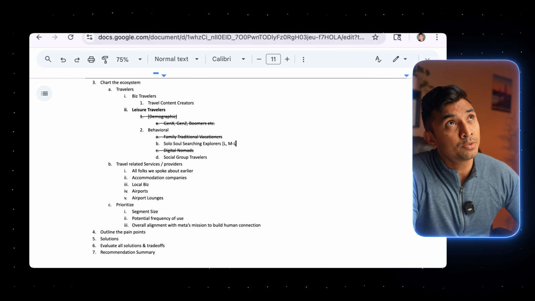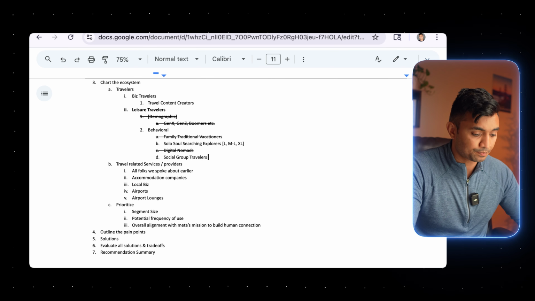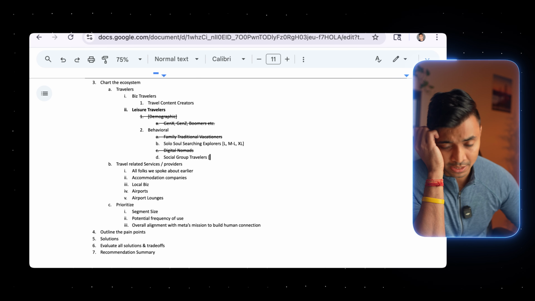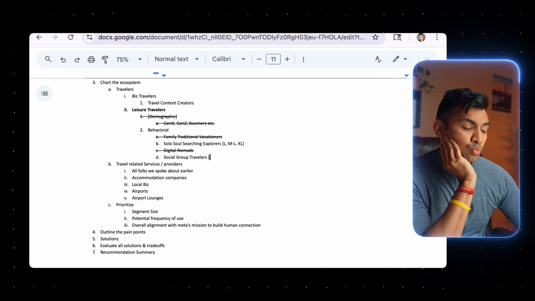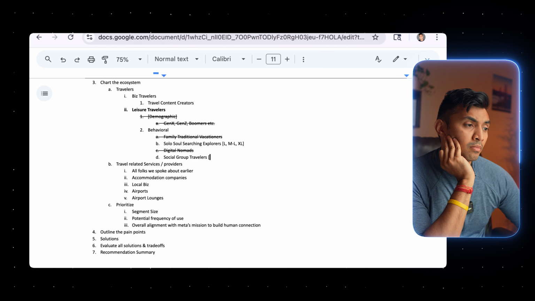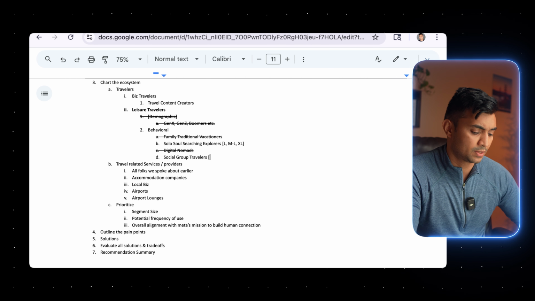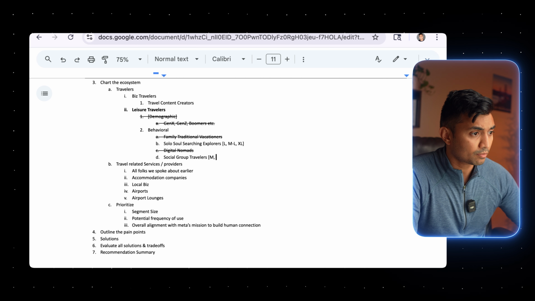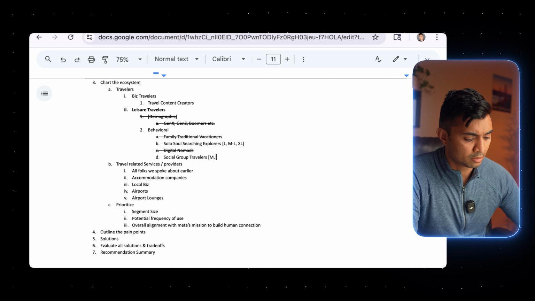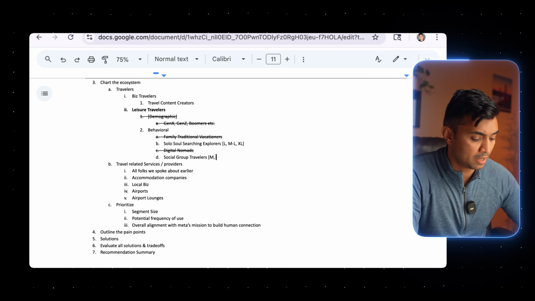And then overall alignment with Meta's mission to build human connection, I think it's really large or like extra large as well. These are people who are solo. They would probably enjoy socializing during traveling. And then social group travelers, I think the segment size might not be as big as soul searching explorers. I'm going to give it a medium. Potential frequency of use, I would say that could be a medium to a large.